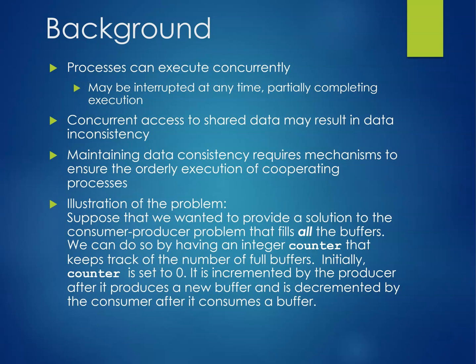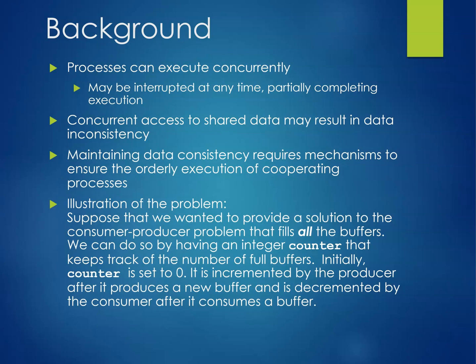So, for example, we grab the value 3 from a memory location, then our process gets hijacked. The other process updates that to 5. And then we go back to the first process, where now the values don't match. And that can cause all sorts of nightmarish problems debugging. Maintaining data consistency requires mechanisms to ensure the orderly execution of cooperating processes. We have to synchronize shared regions.